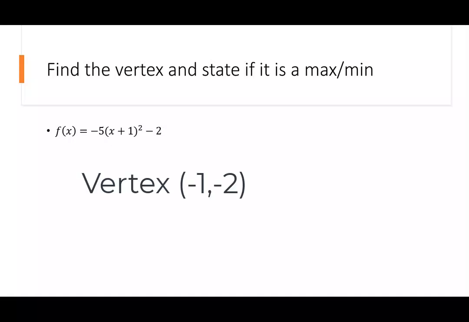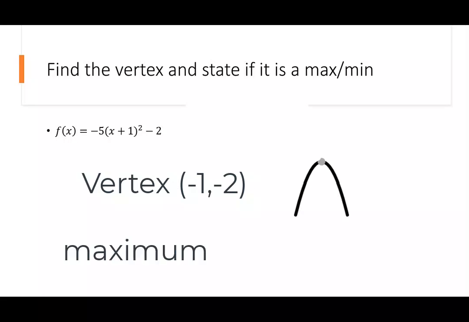This time I have f of x is negative 5 times x plus 1 squared minus 2. So let's start with the vertex. The plus 1 becomes negative 1. The negative 2 stays as negative 2. The A this time is negative 5. A negative says I had a reflection, so now it's opening down. That makes this vertex a maximum.